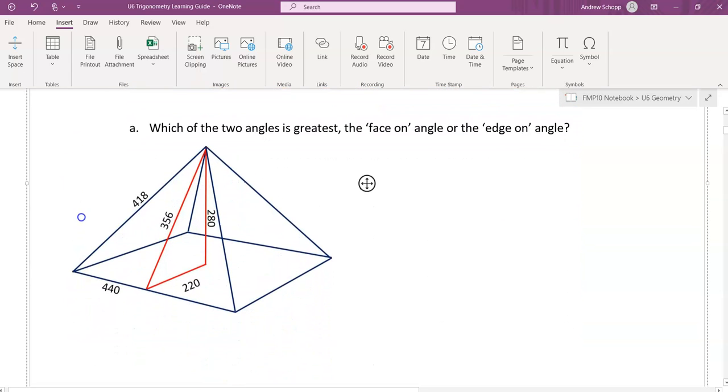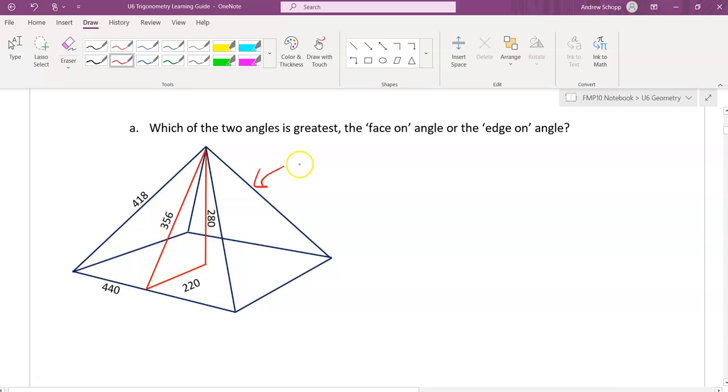I gave you a diagram to represent the situation, and we'd like to know which of those two angles is the greatest, the face-on angle or the edge-on angle. So the edge-on angle would be one of these edges. If you were to look at the angle of one of these edges, you could compare it to one of the face-on angles, and there's a line up here in red that represents one of those angles. So face.